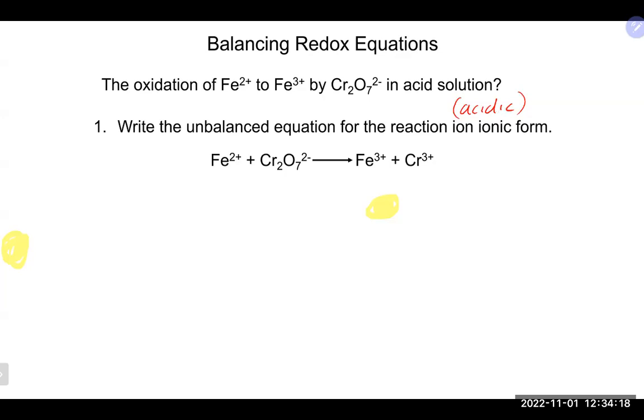The first step is it's usually a pretty good idea to figure out what is going on, who's being oxidized, who's being reduced. So if we look at the iron, for example, its oxidation state is +2. We just did this guy in the previous example. That is +6 and -2. The iron here would be +3, and the chromium here would be +3 as well.